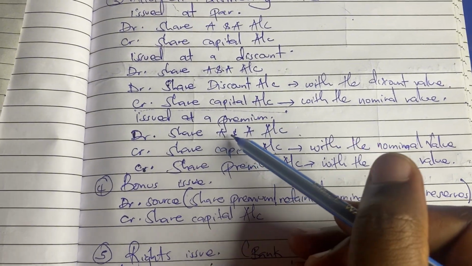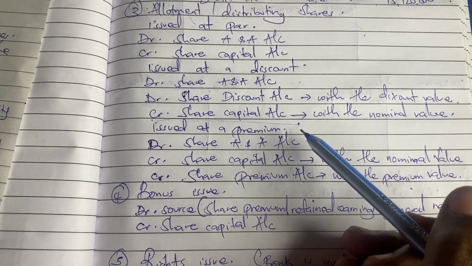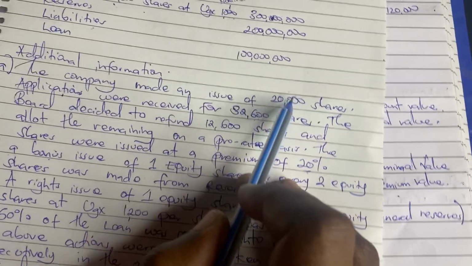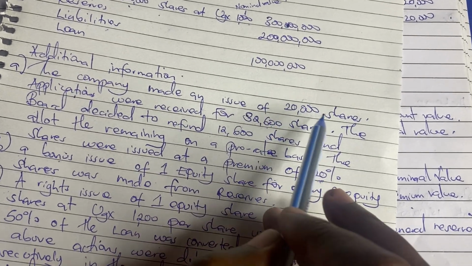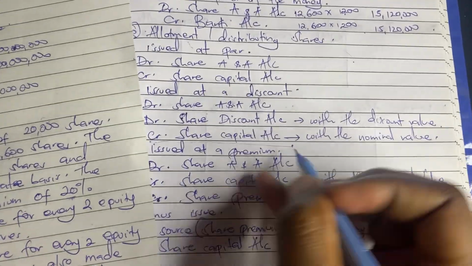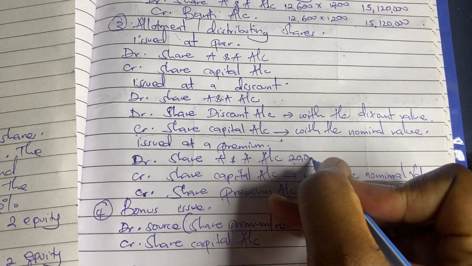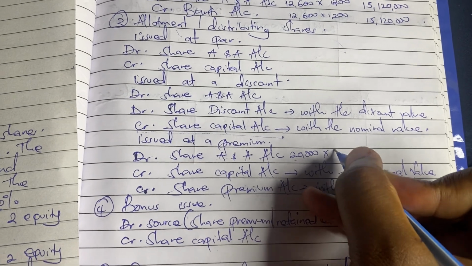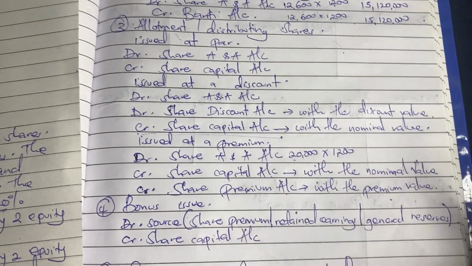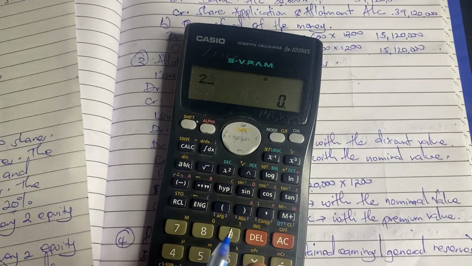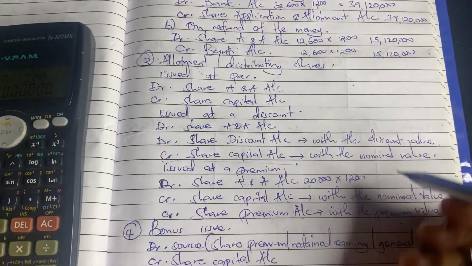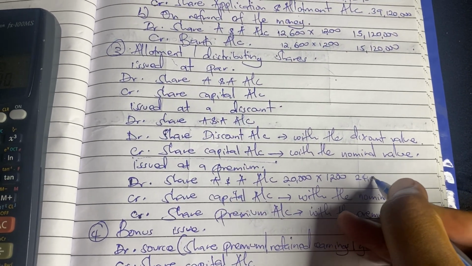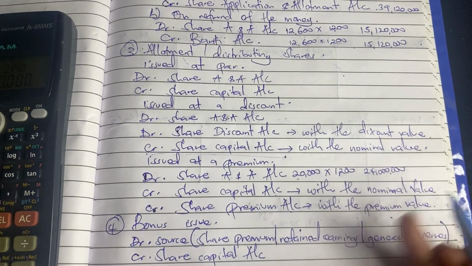So we debit the share application and allotment account with these shares. These are the shares that were allotted or that were distributed. So 20,000 shares times the issue price, which is 1,200. So 20,000 times 1,200. What you get is 24M. So we debit share application and allotment with 24M.